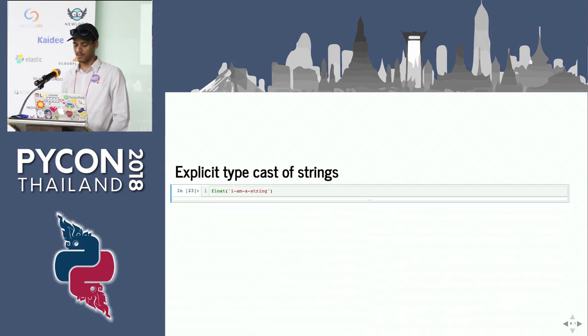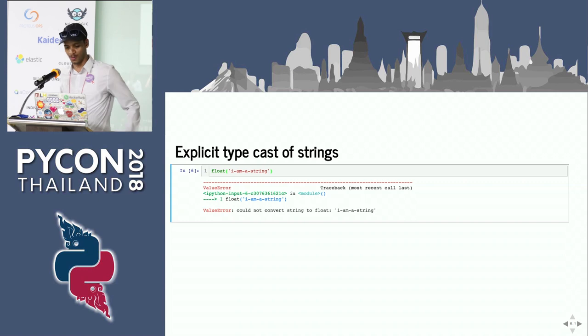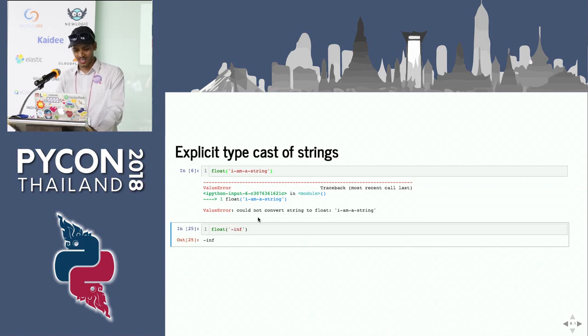Okay, explicit typecast strings. Do you think this is possible? I don't think so. Yeah, I mean, obviously. It's just a string, how can I convert it to a float? All right. Do you think this is possible? Hell yeah. I mean, why not?